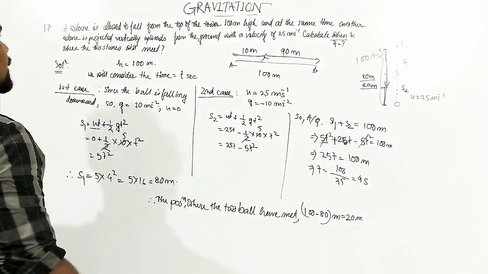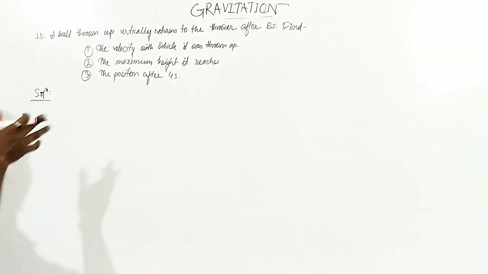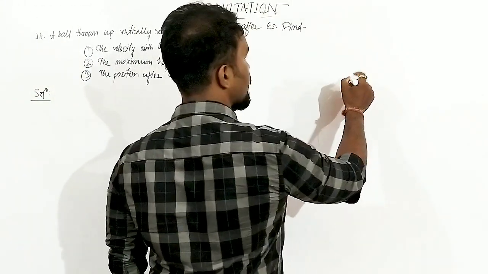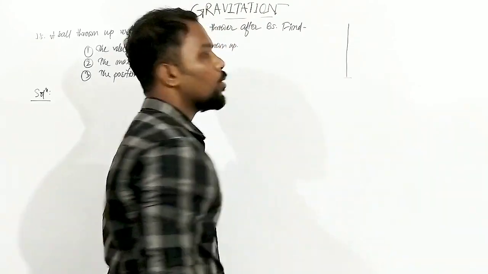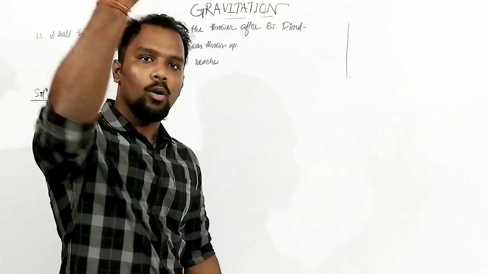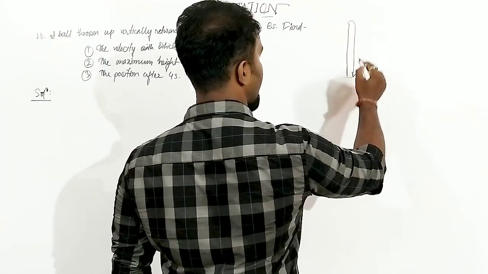So now we are going to move towards our next question. This is our next question, question number 18. What this question is saying is that a ball thrown up vertically returns to the thrower after 6 seconds. That means a ball is first thrown in a vertically upward direction. After that it returns to the thrower. That means if I throw a ball upward, it is going to return to me, right? Like that. Okay. After how long?